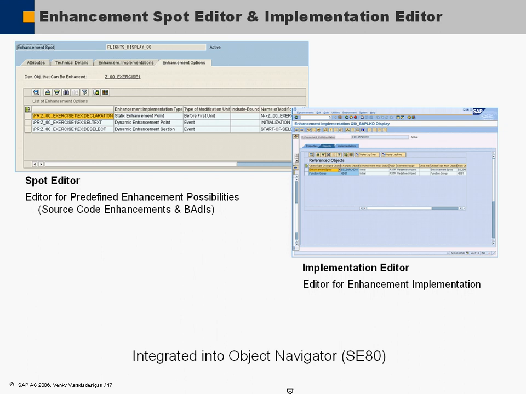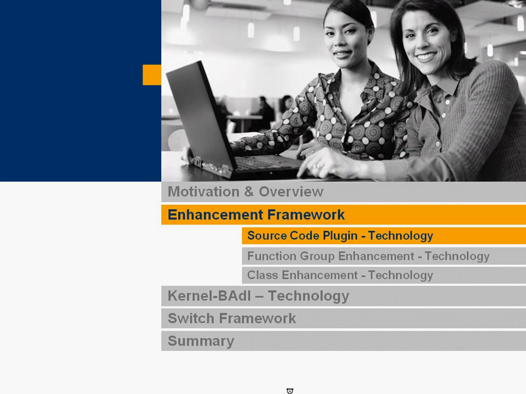And we have something called a spot editor and implementation editor. So if you want to create something, you can do it right there in SE80. On the other hand, you can also create these enhancement spots and implementations wherever you are implementing or defining. For example, these editors are integrated into the ABAP editor. In the ABAP editor, if you want to create a definition, you can still do it. You need not come to SE80.